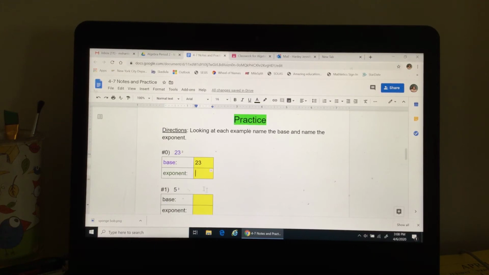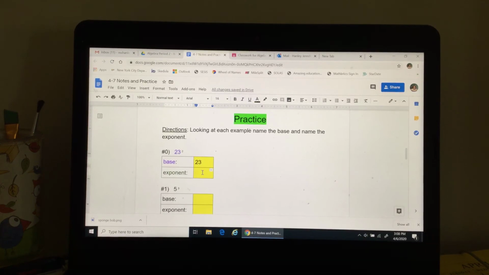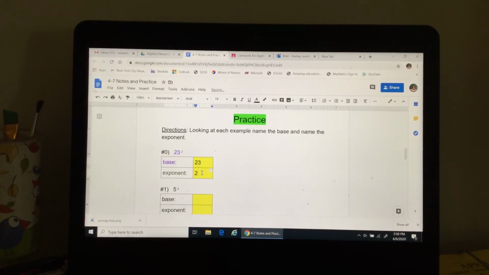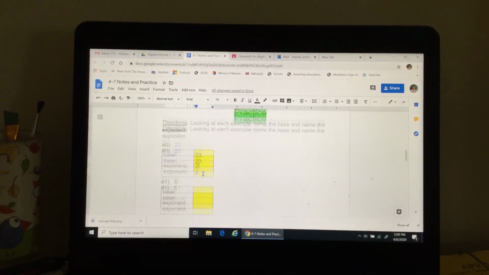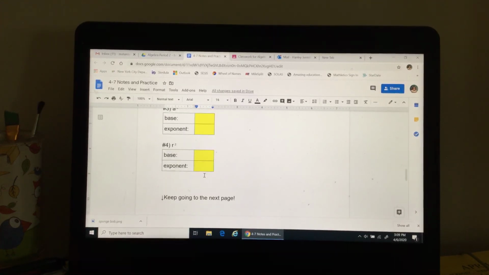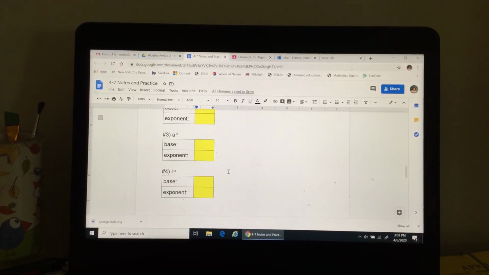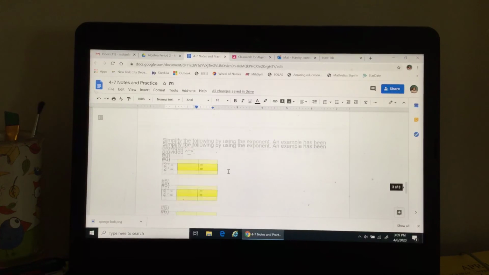Then we have the exponent. So the exponent is the number attached to the base, and it's up high. It's a superscript. So looking at this 23 to the second power, or 23 squared, we see the exponent is 2. That's all you're doing for that section. So you just have a couple of those. Keep in mind these two are tricky. I won't let you know any more.